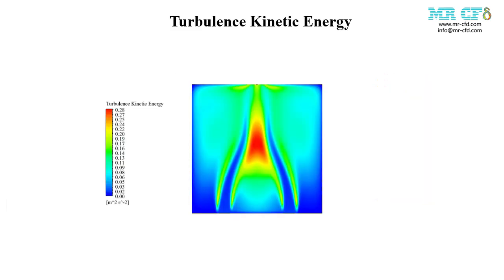Now we want to see how turbulence kinetic energy is distributed. The turbulence kinetic energy contour reveals areas of high turbulence, particularly where the two inlet streams meet and along their path to the outlet. The maximum turbulence kinetic energy is observed in the central region, indicating intense mixing in this area. Lower turbulence is seen in the corner recirculation zones and near the walls, which aligns with the velocity distribution observations. This variation in turbulence levels could lead to non-uniform mixing within the tank.